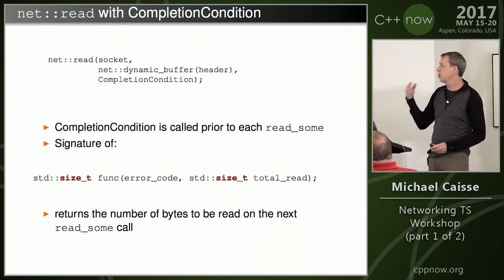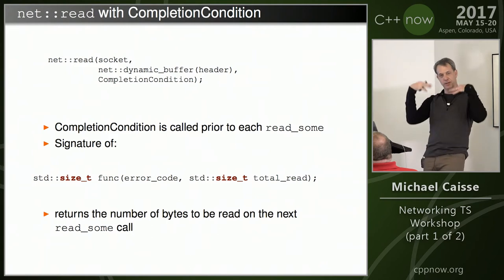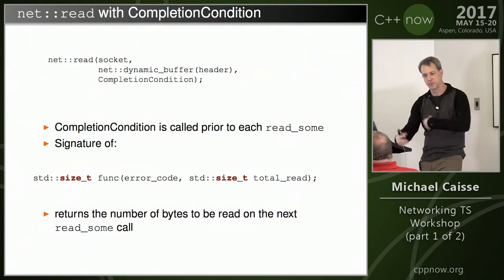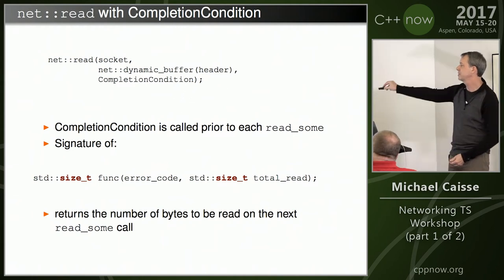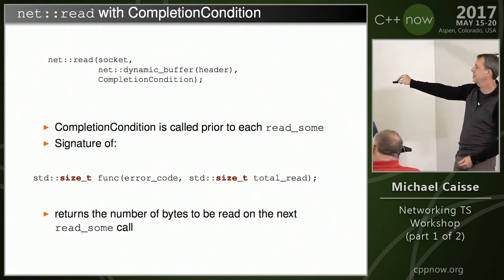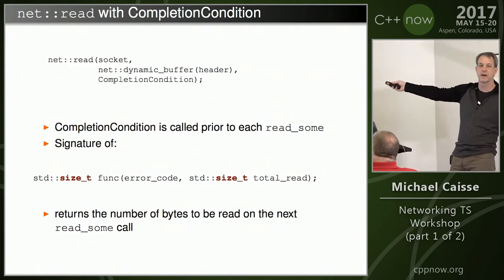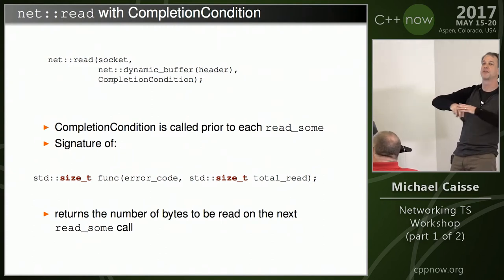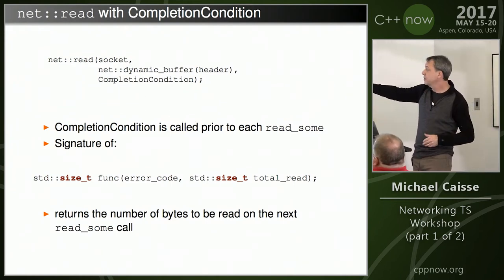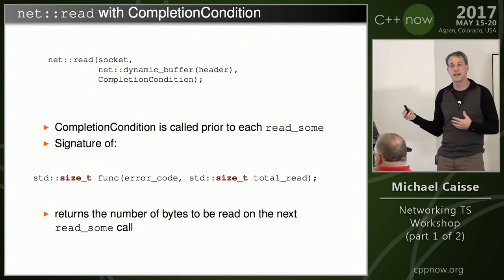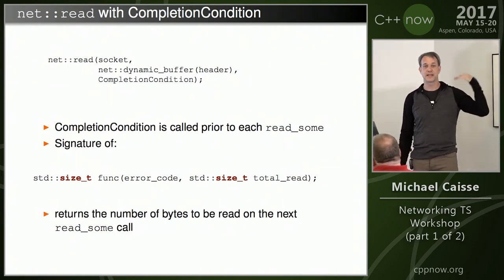The completion condition is called prior to each read some. So under the hood, there are all these read somes occurring: read some, read some, read some, read some. The signature is going to pass the error code and the total size that's been read so far in the operation. Not for that read some or the previous read some, but the total accumulated for this read. And it's going to return something. What it returns is the number of bytes you would like the read some to read next time around.